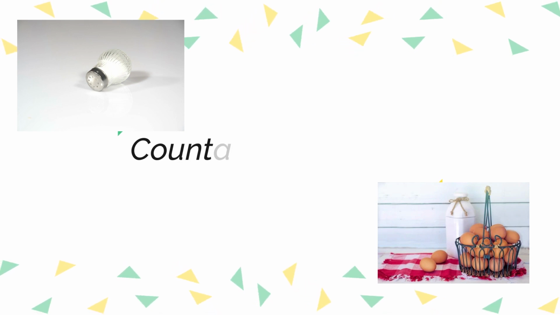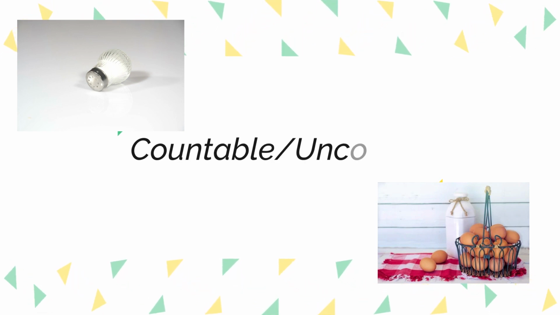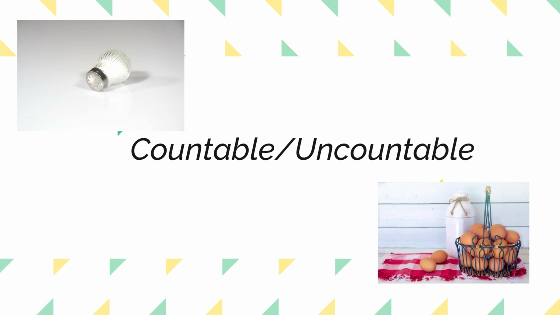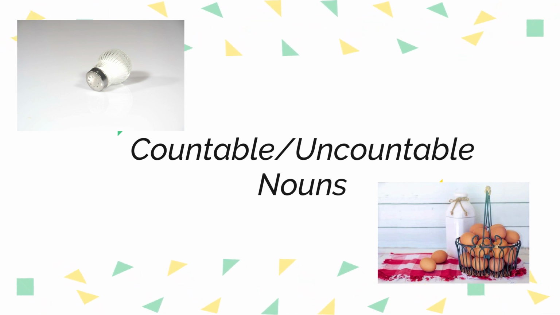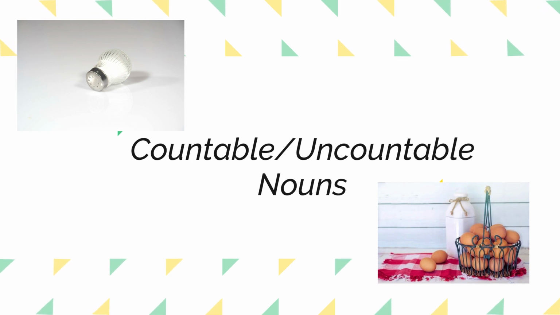Next on the list we have countable nouns and uncountable nouns. Countable nouns are those nouns that can be counted. For example, I kept 8 eggs in the fridge. My father has 2 cars. Uncountable nouns are those nouns that cannot be counted. They are called uncountable nouns, such as salt, sugar, a glass of milk. They can be measured, not counted.